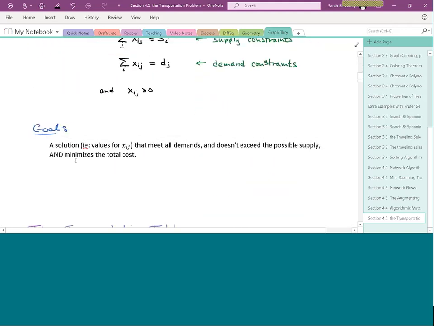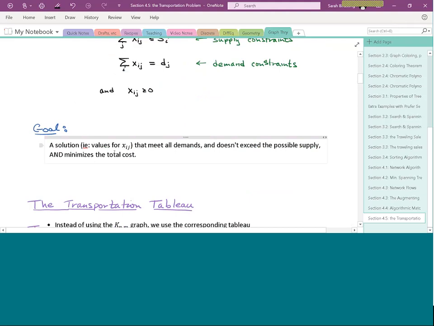All right, so here's our goal. Our solution is going to be where we get all of the values for the X's, the actual amount that we transport between all the different warehouses and all of the different stores. Now, what do we want? We want to meet the demands. So that means when we add it up, all the stores got what they ordered, and we don't exceed any of the possible supplies, so no warehouse can ship more than they actually have. Okay? And here's the key thing, you minimize the total costs involved.